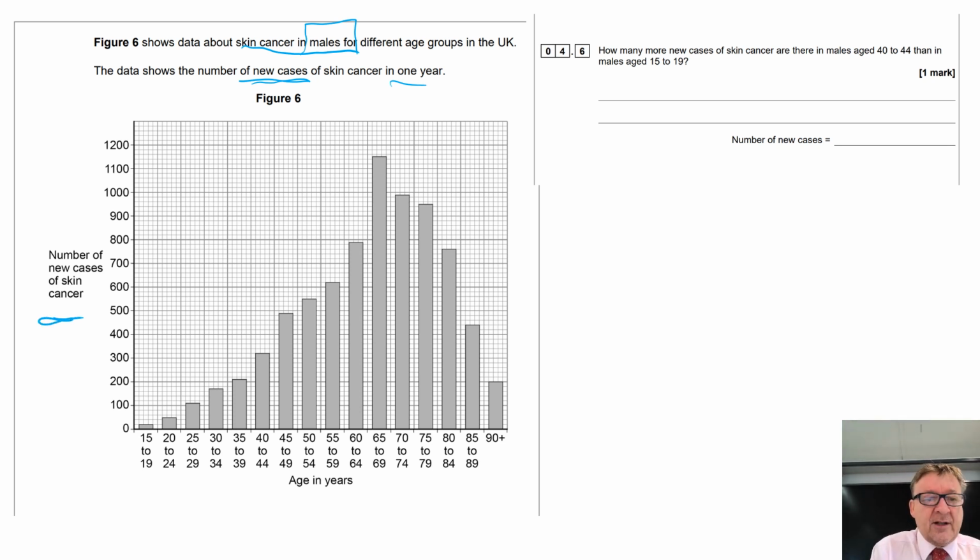This tells us down the side here, number of new cases of skin cancer, 0 to 1,200. Age in years goes from 15 all the way up to 90 plus. I can see that one's big, that one's small. I can see a pattern that goes up there, and a pattern that goes down there. How many more new cases of skin cancer are there in males aged 40 to 44 than males aged 15 to 19?